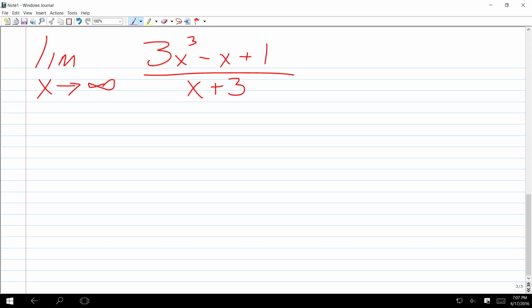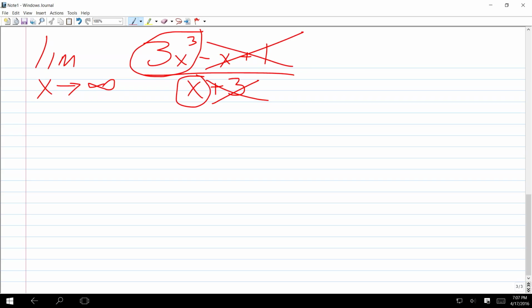When we talk about x going to infinity, we're talking about right-hand end behavior. And when we talk about x going to negative infinity, we're talking about left-hand end behavior. Okay. Well, end behavior is determined only by the highest degree polynomial, which in the numerator is 3x cubed. In the denominator, it's x. I don't really care anything about the rest of those, no matter what they are.